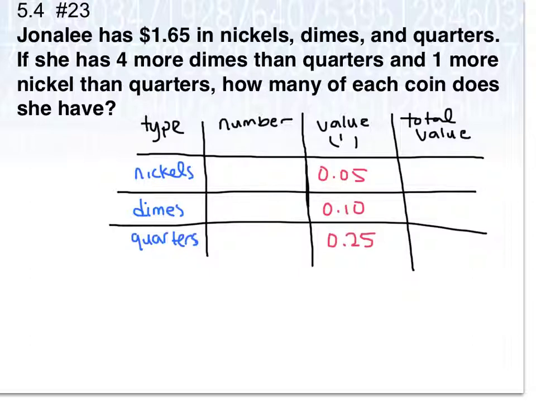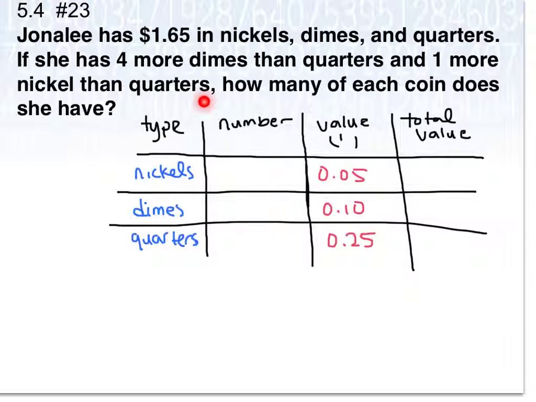And the biggest battle of setting up the chart is coming up with the expressions to put in the number column. So because I have 3 types of coins, I have to be very careful who I call the single variable. I want to read this a little bit more carefully. If she has 4 more dimes than quarters and 1 more nickel than quarters, how many of each does she have? One thing I notice when I have 3 coins set up, a lot of times the problem will compare every single type of coin to one type of coin.